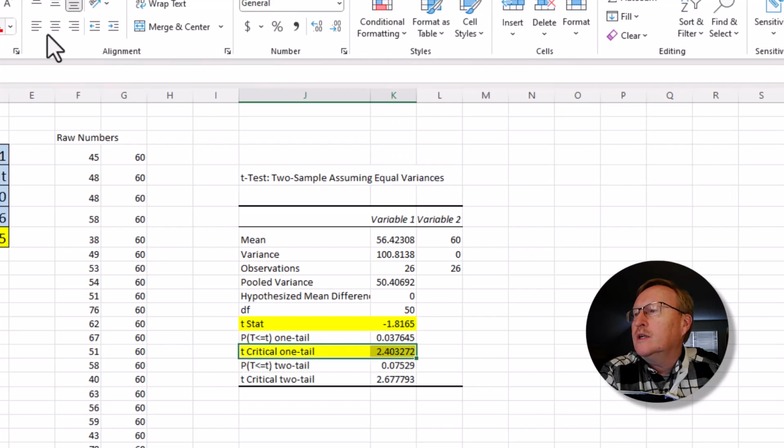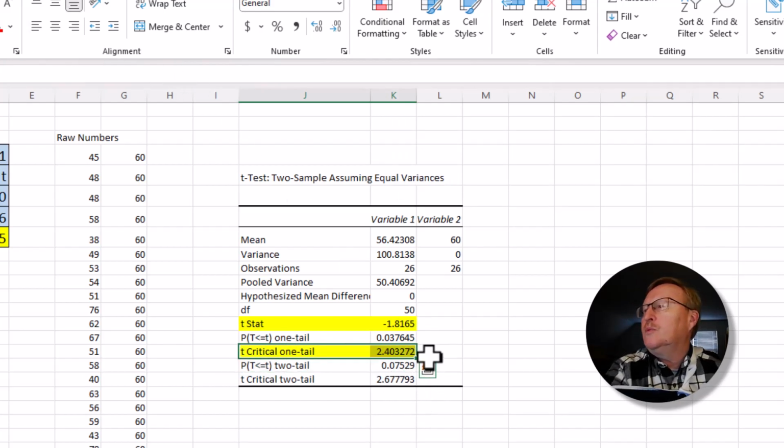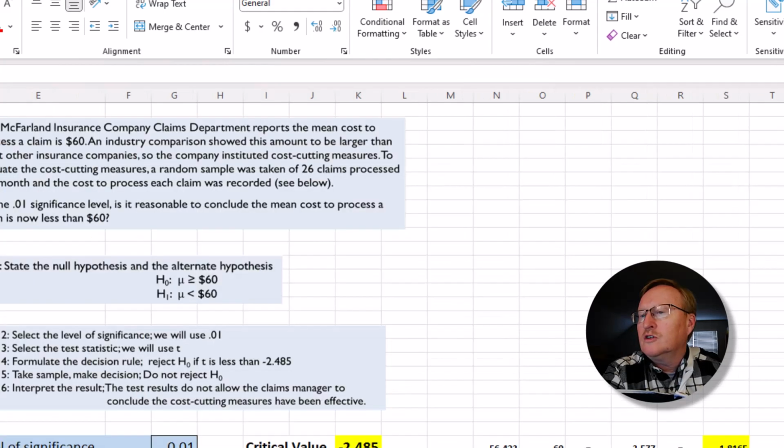Now, here's the critical value. The critical value is 2.40, 2.4, and our t statistic is a negative. Now, this could be a negative minus 2.4, but the point is this does not fall within the rejection region, right? Because the rejection region would have to be greater than 2.4 or less than negative 2.4 for this to be significant. So what is our conclusion?